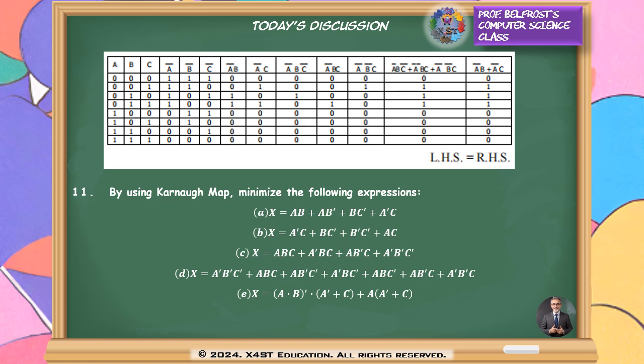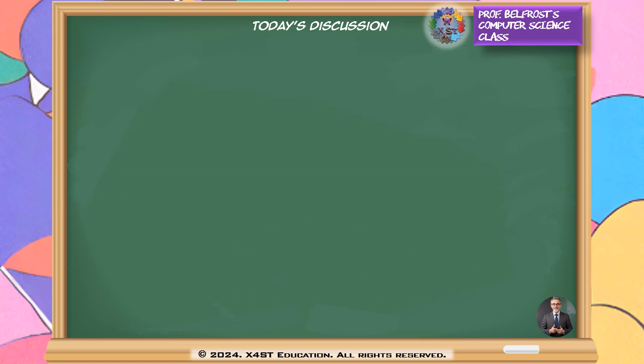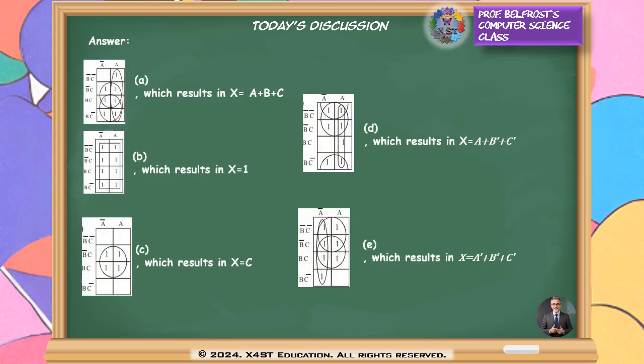Okay, number 11, by utilizing Karnaugh map, minimize the following expression. You have 5 expressions to be simplified, and here you should proceed. Okay, it's very straightforward. Here all is very clear. You don't have a don't care situation. I put the don't care situation in the learning resources I provide on my website, so don't forget to check it.